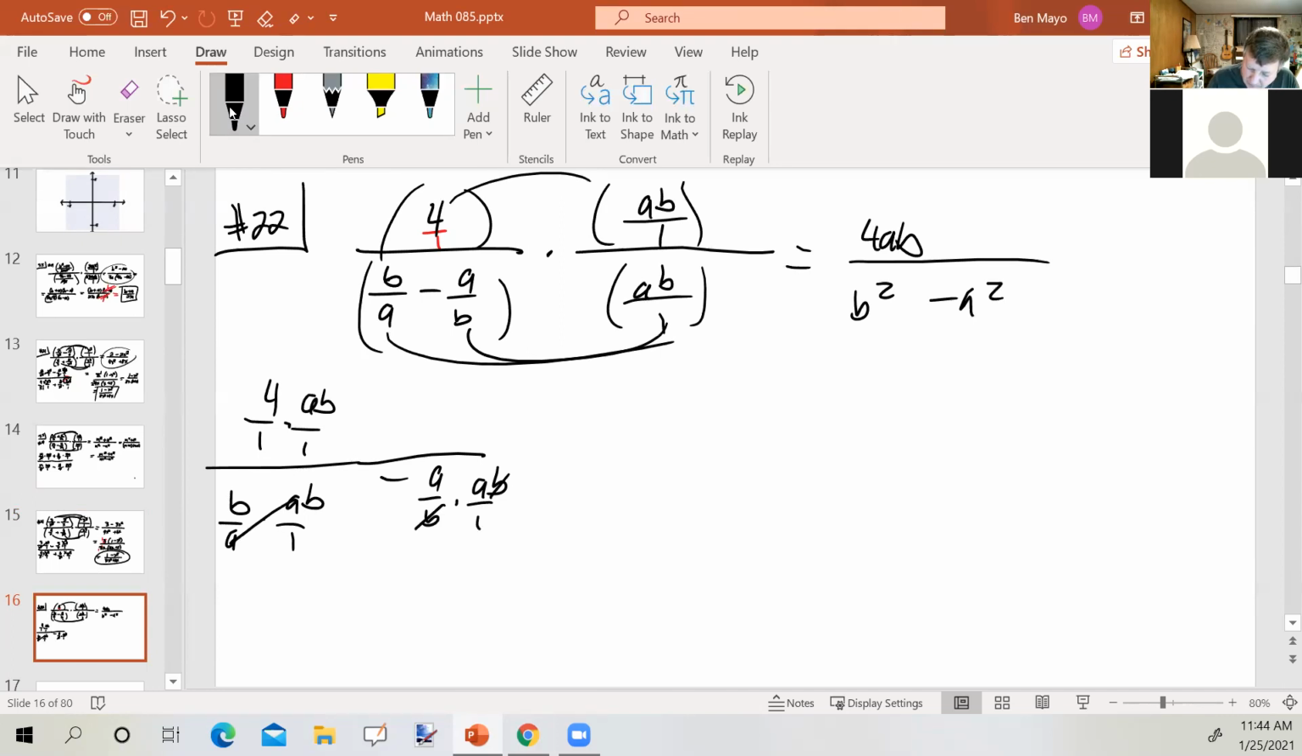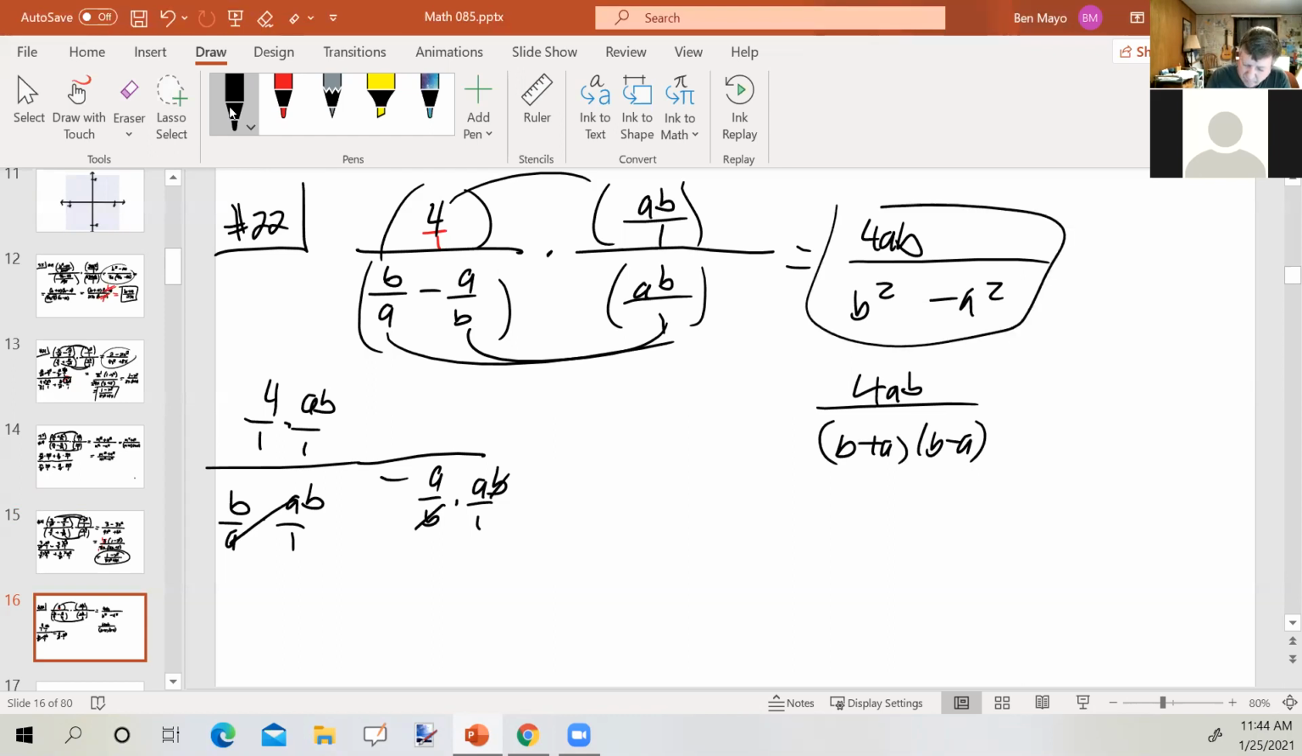Now, b squared minus a squared could be written as b plus a times b minus a, but that doesn't give us a common factor with the numerator, so that could be your final answer, or I suppose you could leave it factored out like that.